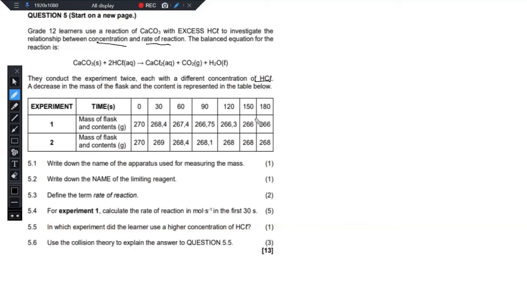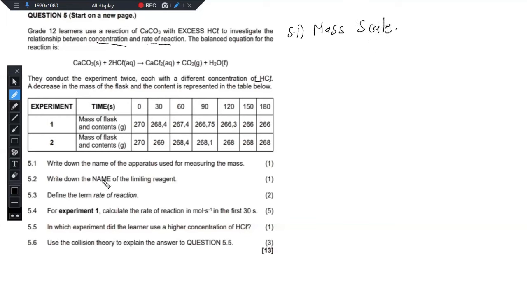So as we can see all that, then 5.1 says write down the name of the apparatus used for measuring the mass. Now we obviously know that has to be a mass scale, right? So they're using a mass scale.